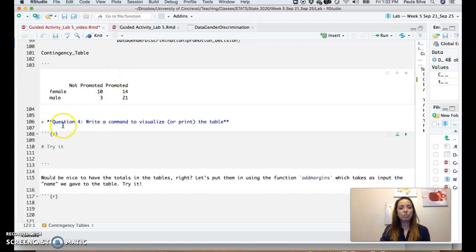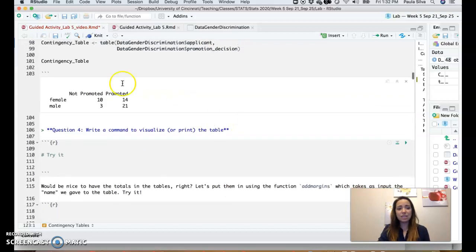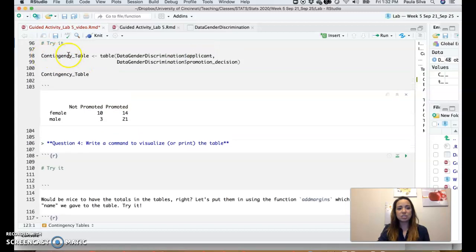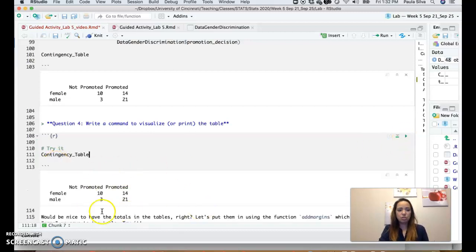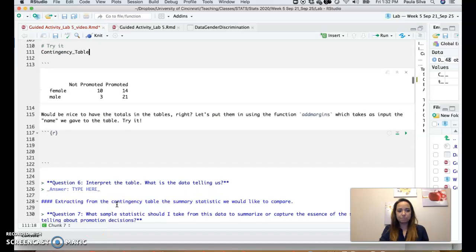And in question 4, I ask you to write a command to visualize or print the table. So pause it and give it a shot. As you can see, the contingency table was assigned to an object called contingency table, and you can call it out to print just by typing contingency table. That's all you need to do to print it out and visualize it.